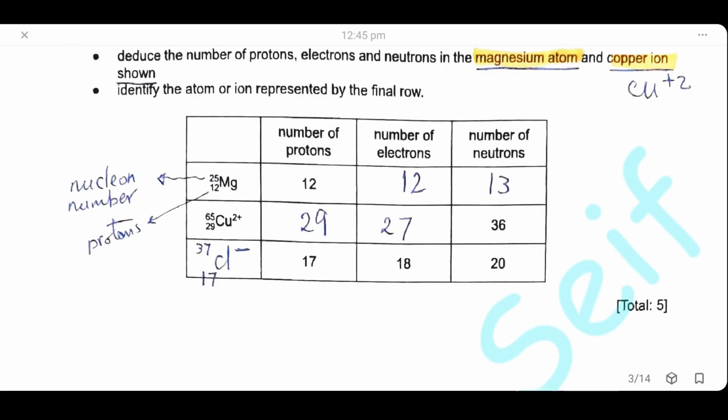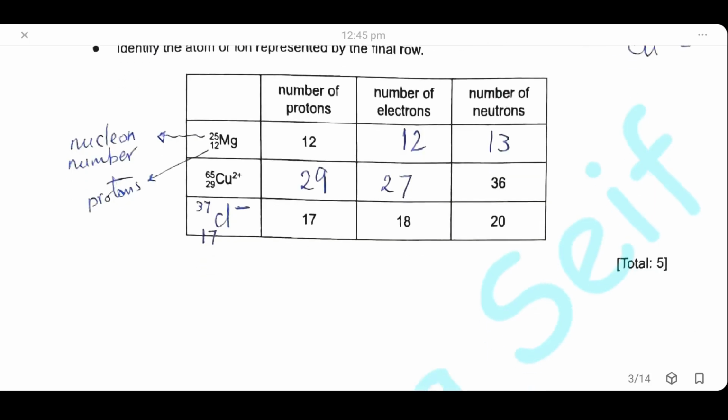Copper ion, this is a +2 ion, so it loses 2 electrons. The number of electrons is less than the protons by 2, so the number of protons is 29 and the number of electrons is 27. And again, to obtain the neutron number, we have to subtract 65 minus 29.